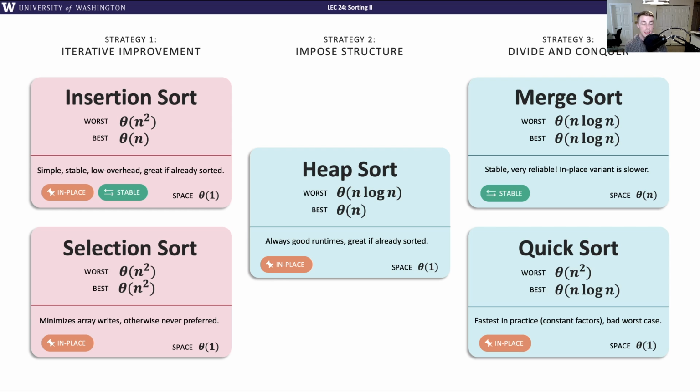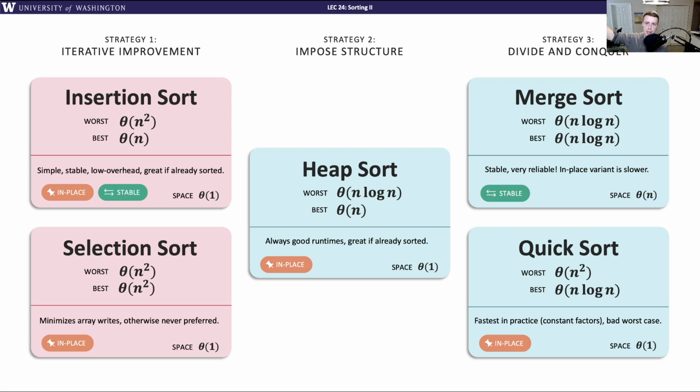Quicksort is unstable, but can be done in place. It tends to be that quicksort runs faster than merge sort. It tends to have lower constant factors. However, you can still run into that n squared worst case runtime. So it's always a trade-off here for which one you want to use.